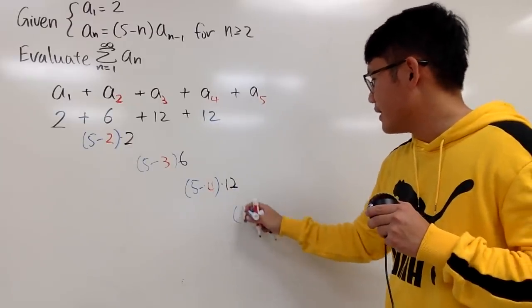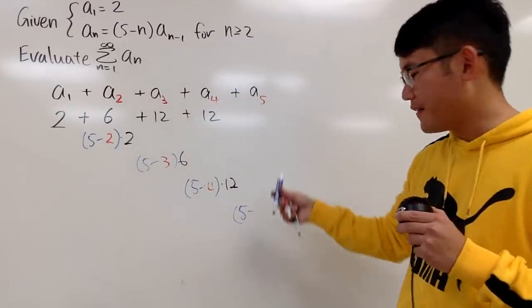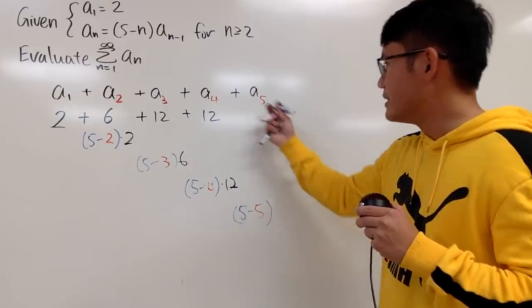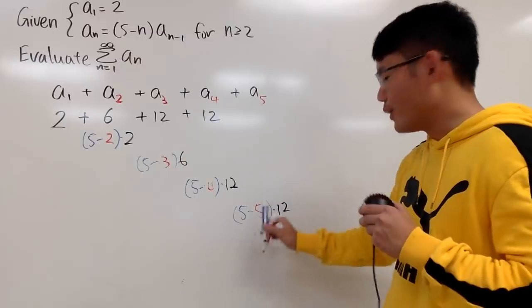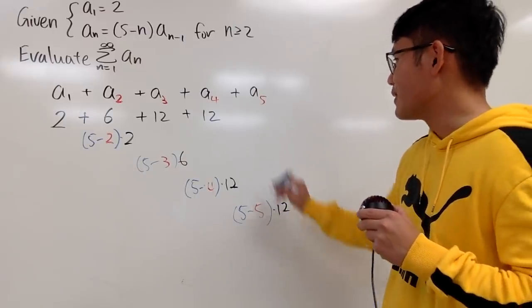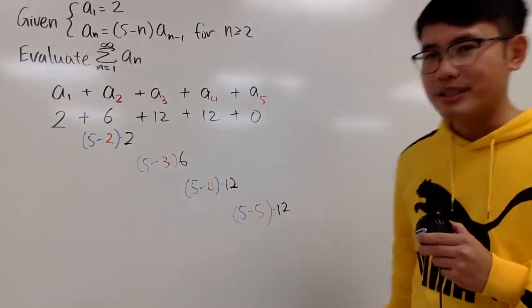a5. Okay. 5 minus the n right here, which is 5. And then times the previous term, which is 12. Well, the good news is that 5 minus 5 is 0. So 0 times 12 is of course 0. So we add 0 for that. Hey, this is interesting because we have a 0 term.